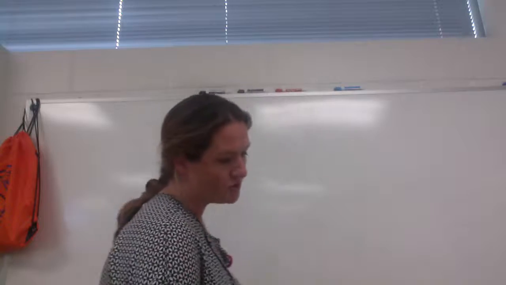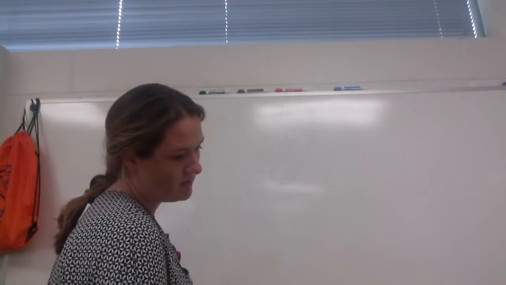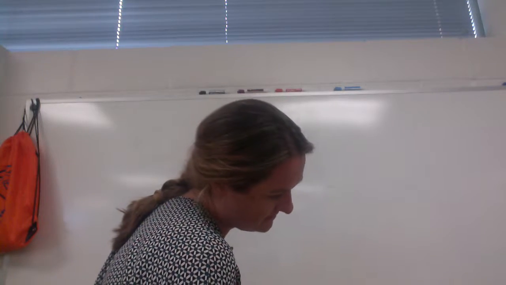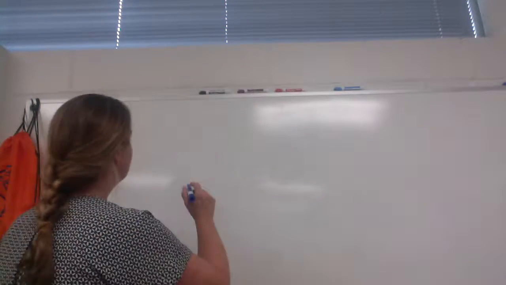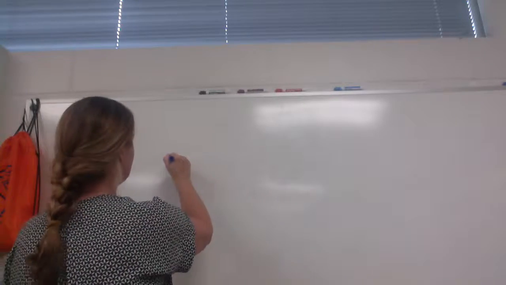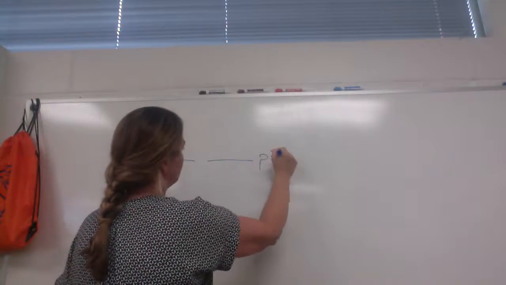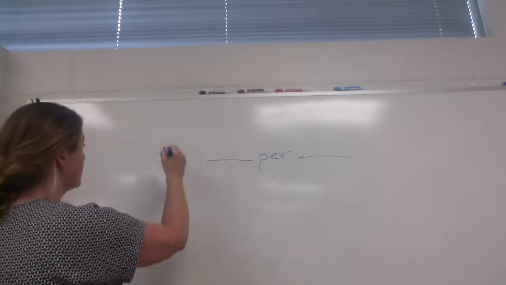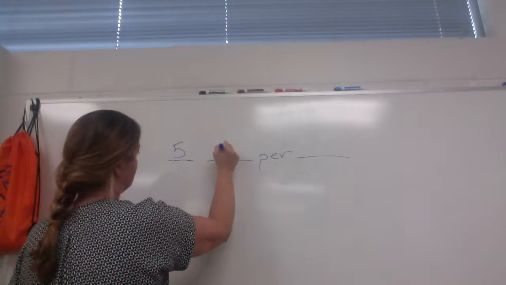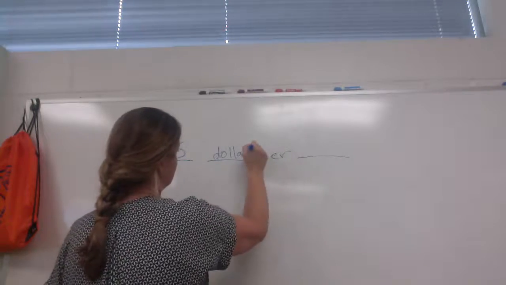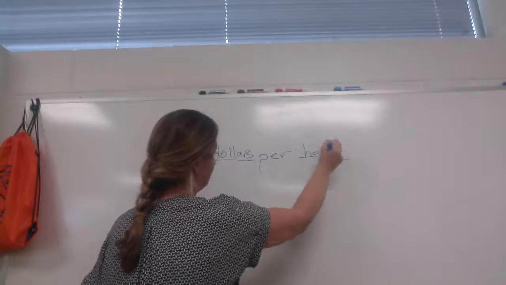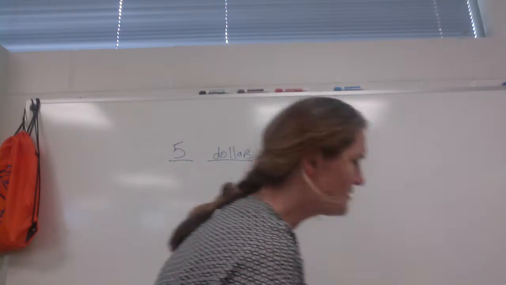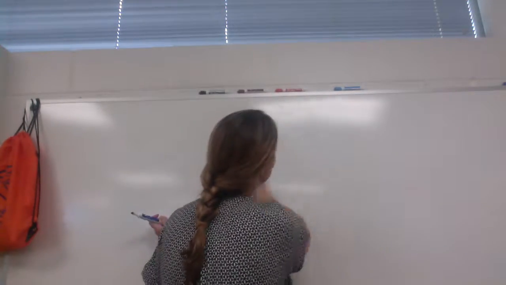They're going to want you to write something. They've got blank, blank, per blank. So in the case of Bob, I would write $5 per what? What does he get $5 for? Per hour. Okay, let's try some other examples.